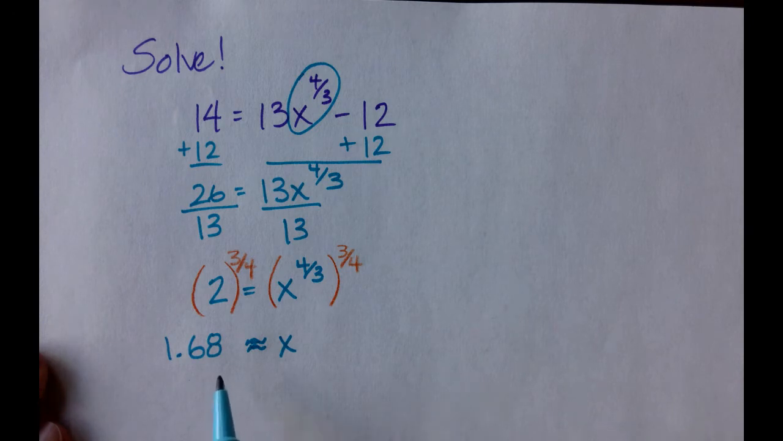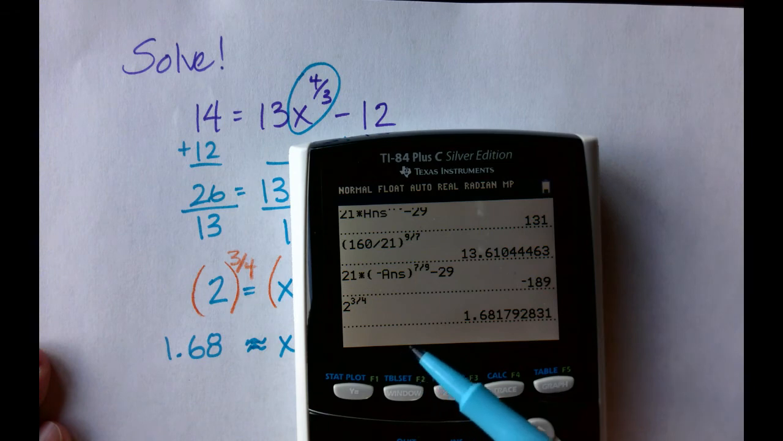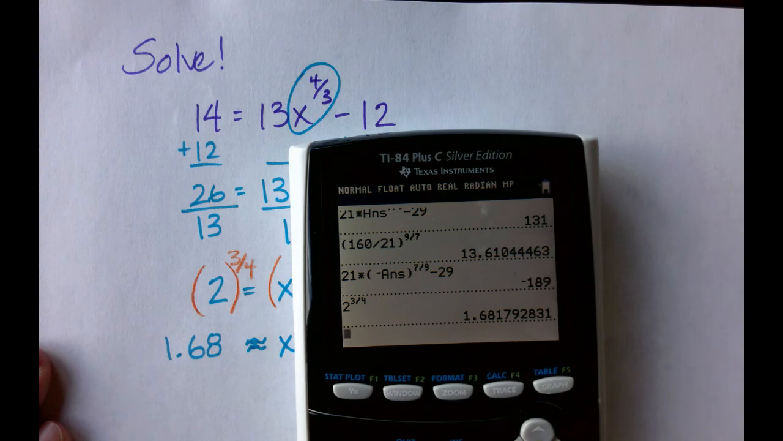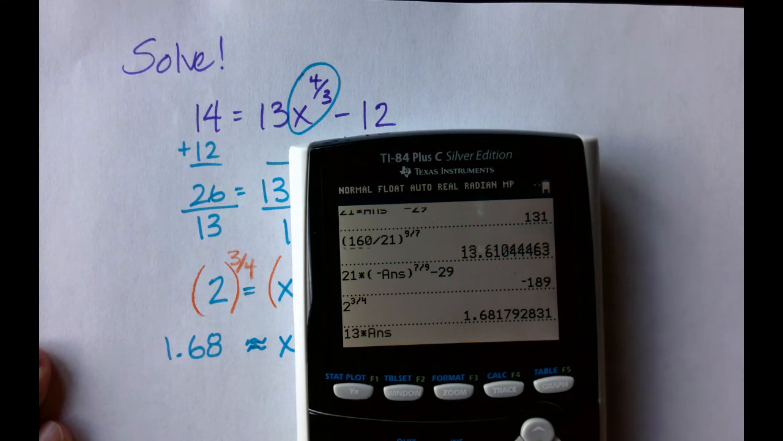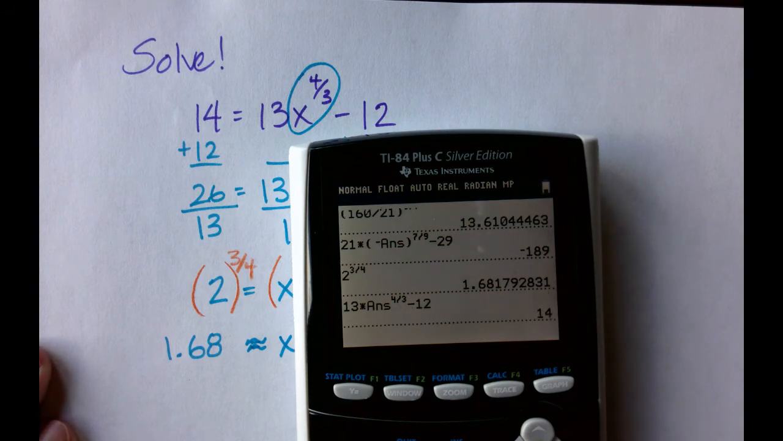If we go back and check this one, coming all the way back to the top, here's my 2 to the 3/4 on here. I'm going to use the right-hand side of the original equation. I'll do 13 times my previous answer, raise that to the 4/3, come down for subtraction, minus 12, and I'm hoping that my answer comes up exactly at 14. And it does. So the approximation of 1.68 for an x value is working. That's good news.